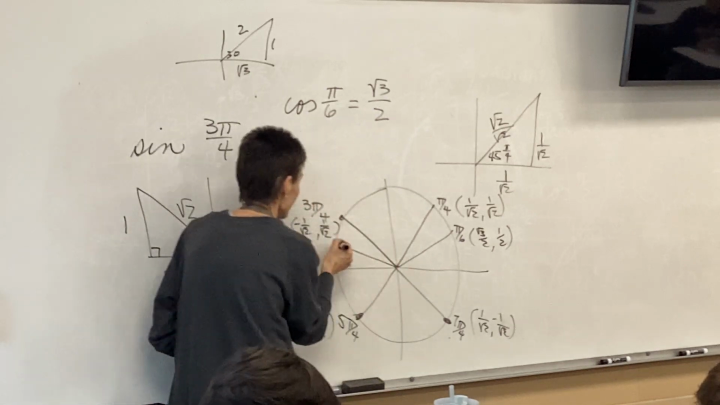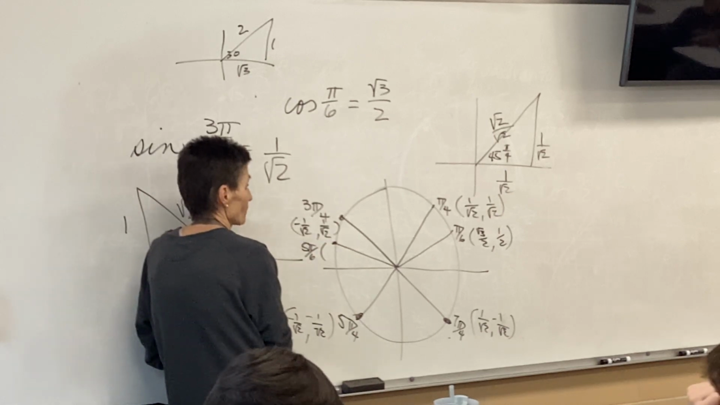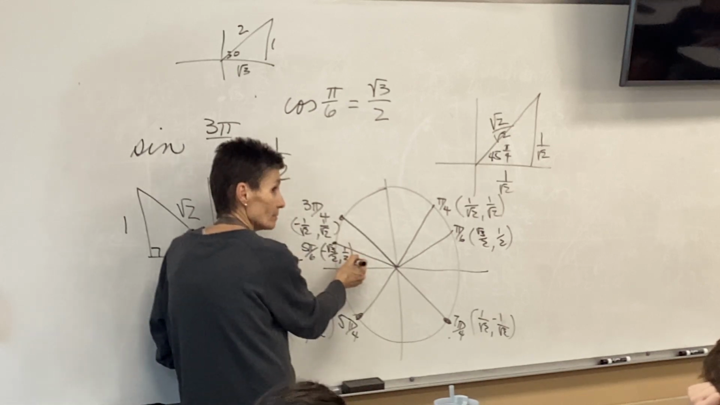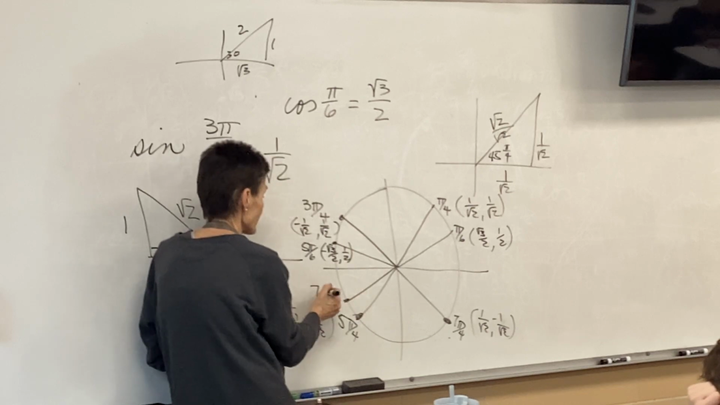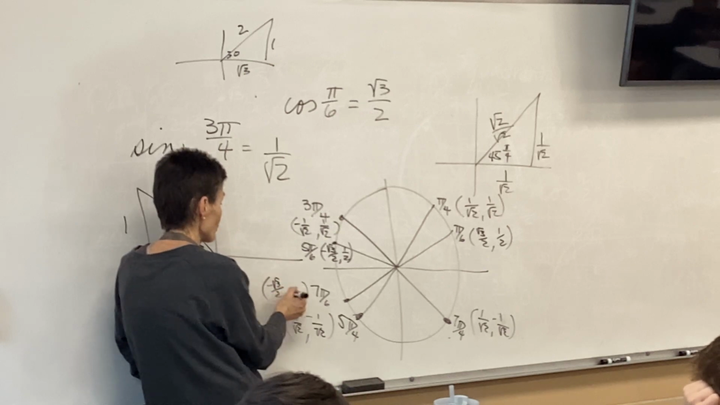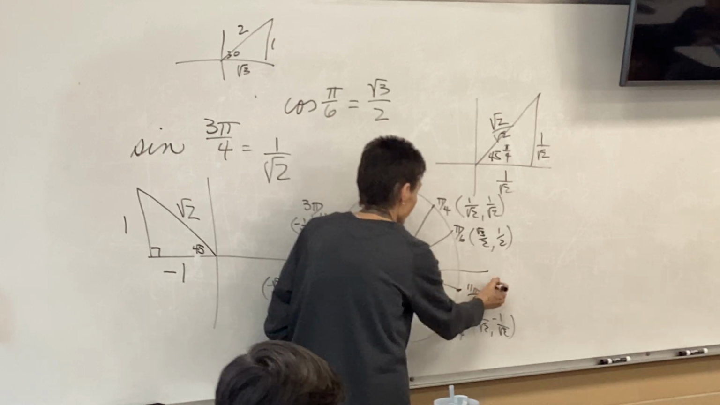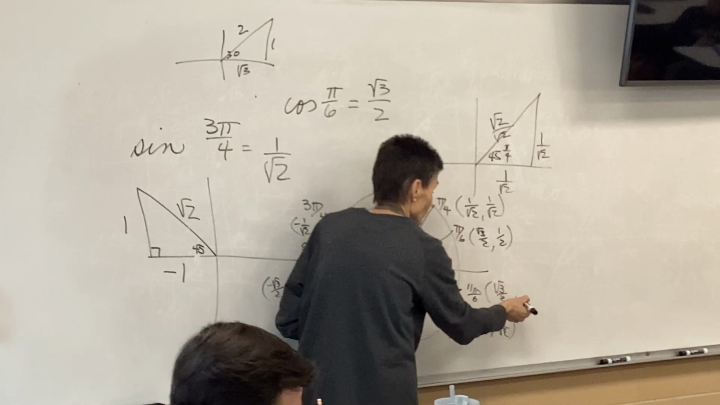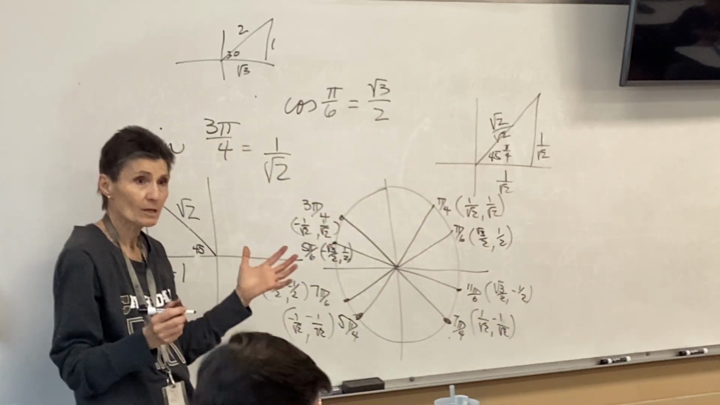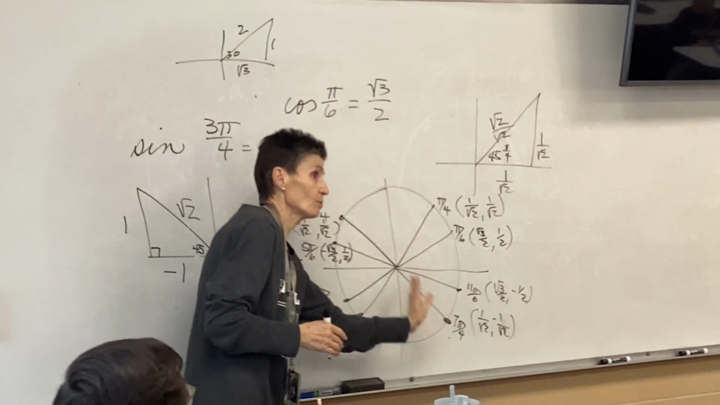What's this one over here at 5 pi over 6? What will it be? Negative root 3 over 2, positive 1/2. And this one, which is 7 pi over 6, will be negative root 3 over 2, negative 1/2. And 11 pi over 6, positive root 3 over 2, negative 1/2. You just found the sine and cosine of every 30-degree angle. 30, 150, 210, 330.